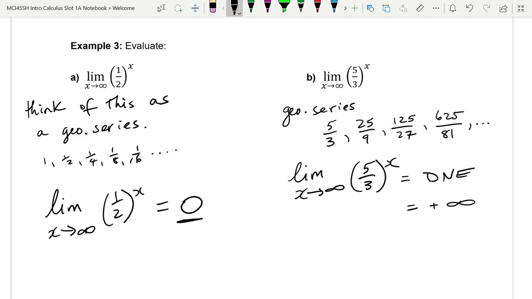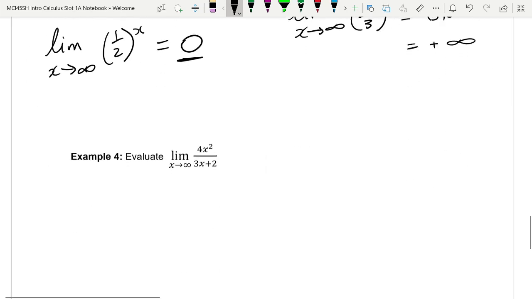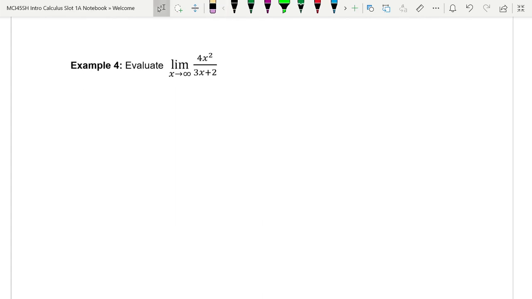All right, which brings us to example 4, our last example for today. If I plugged the number into it right now, I'd get infinity over infinity, which doesn't tell me anything. So I'm going to use my new technique.